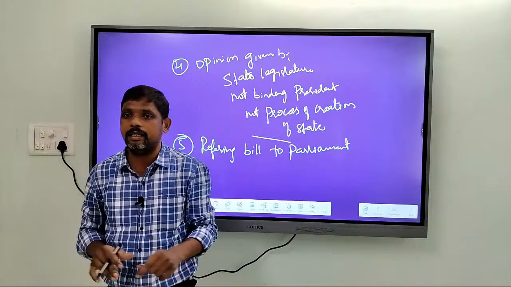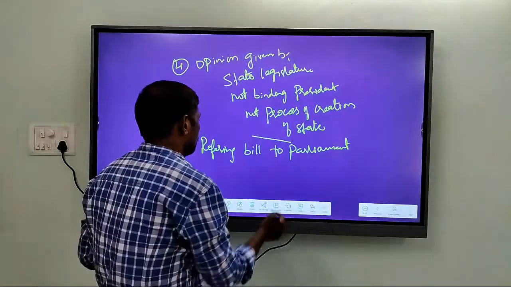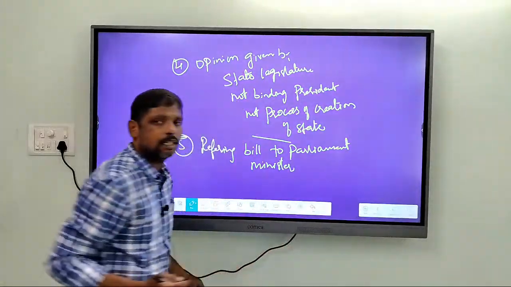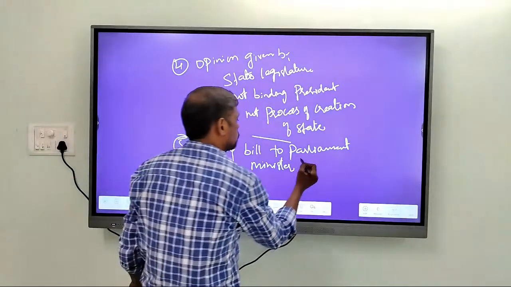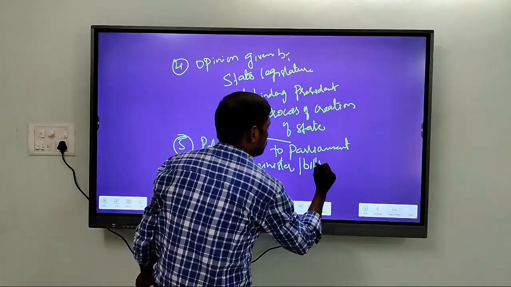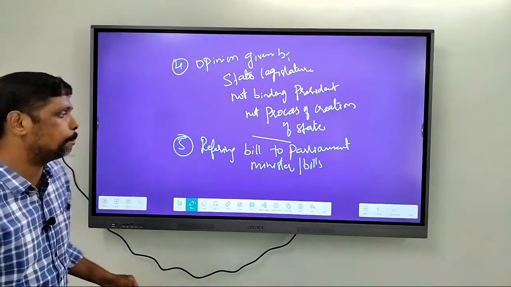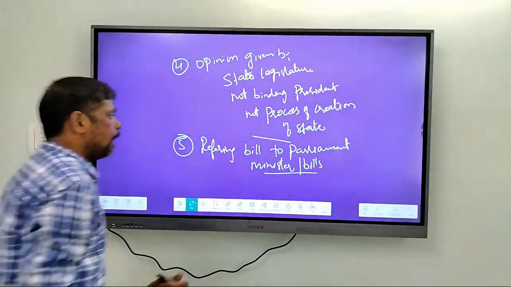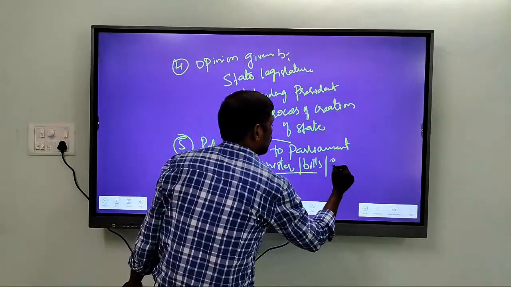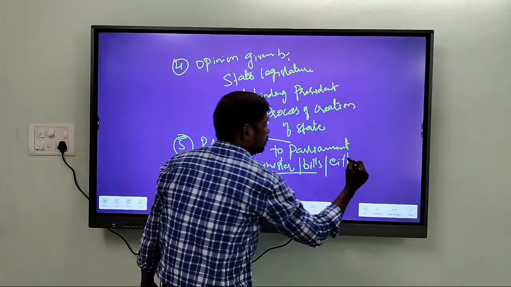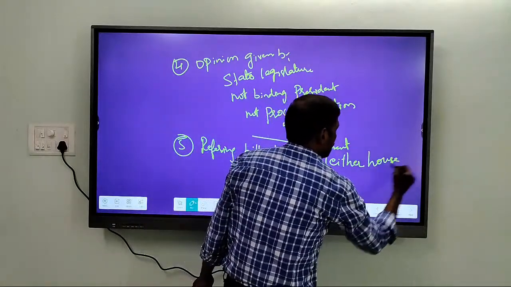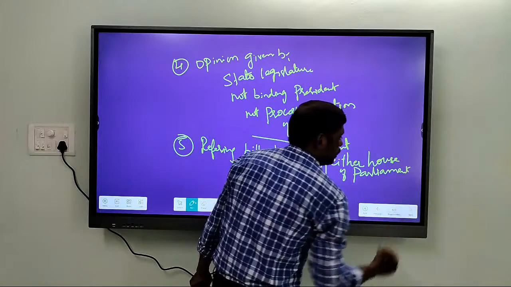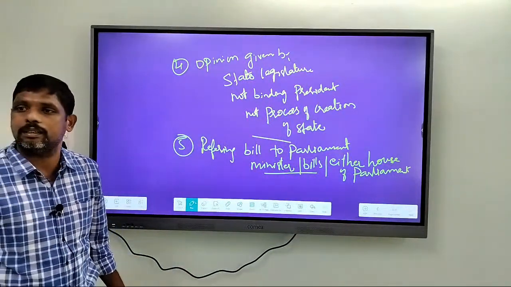So it is by a minister. Who should introduce these bills? The bills are introduced by the ministers, and these can be introduced in either house of Parliament.